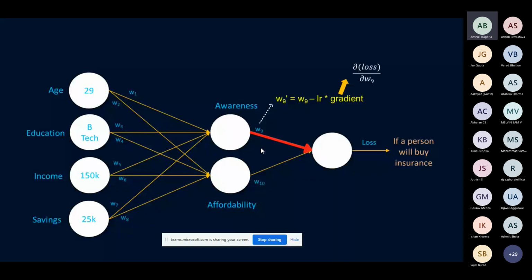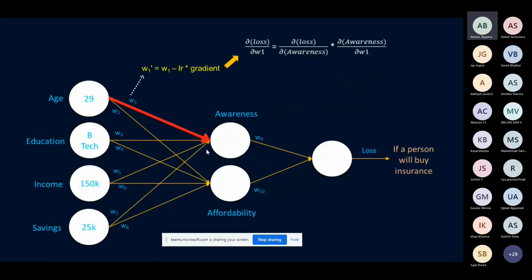This is the learning rate by which we are subtracting, so that we minimize the loss function, because our end goal is to get a better model where we can reduce the loss as much as possible. Now W9 is trained like this. If we go more inner, we get W1 minus learning rate times gradient. Here the gradient will be a multiplication of del loss over del awareness and del awareness over del W1.